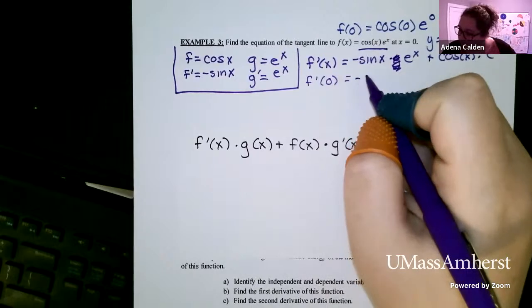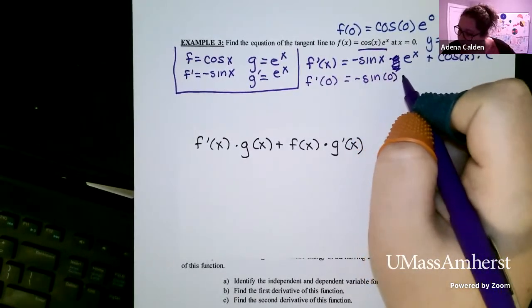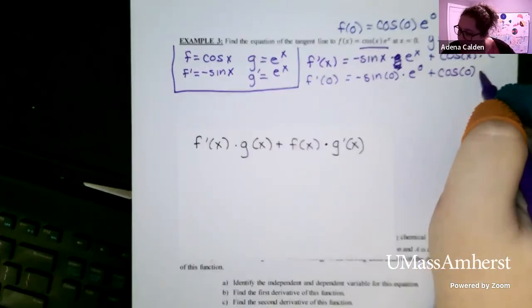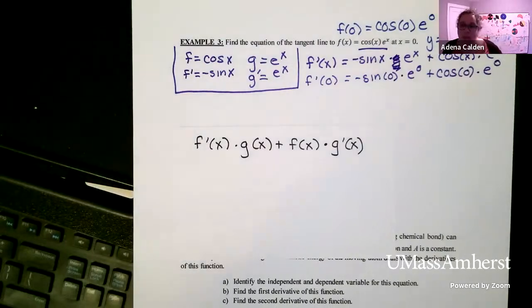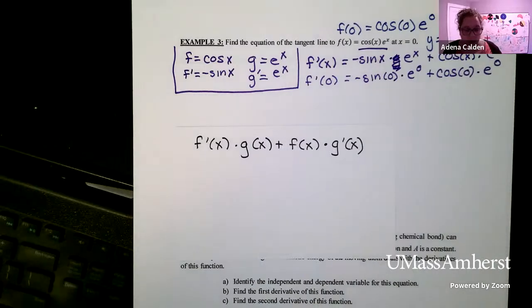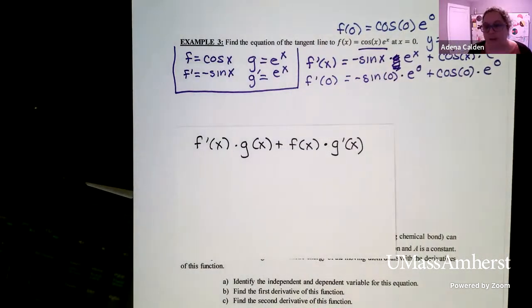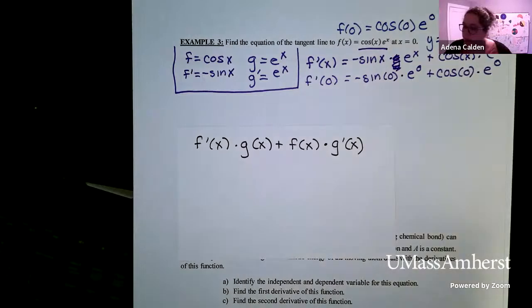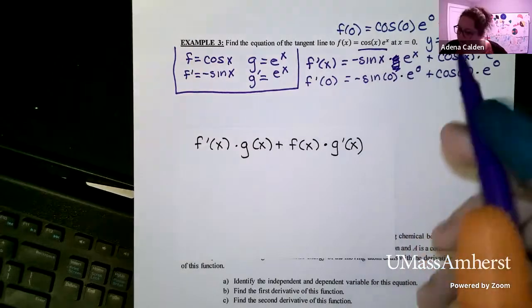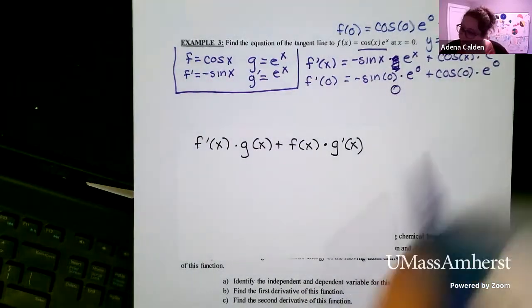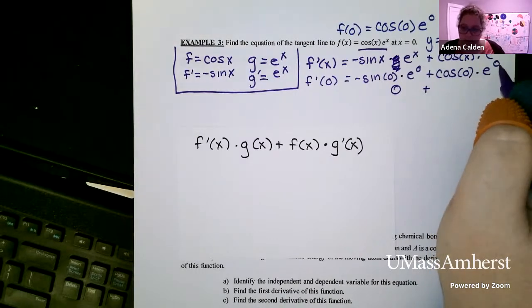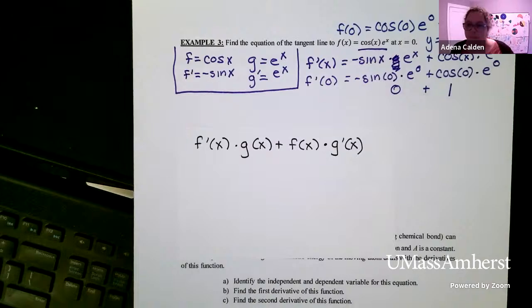Okay, so we have negative sine of 0 times e to the 0 plus cosine of 0 times e to the 0. And I've mentioned this before, but I'm just going to mention it again. When you're calculating values of sine or cosine, you need to make sure that your calculator is in radians. Okay, so sine of 0 is 0, and then e to the 0 is 1. So we have 0 times 1, which is 0. And then we have cosine of 0, which is 1, times e to the 0, which is also 1. So 1 times 1 is 1.